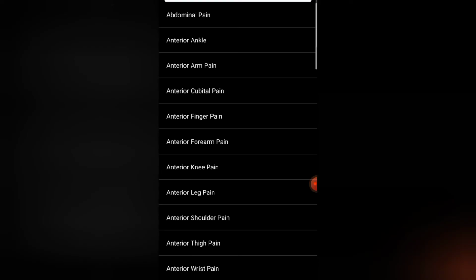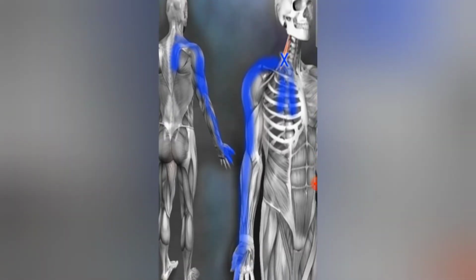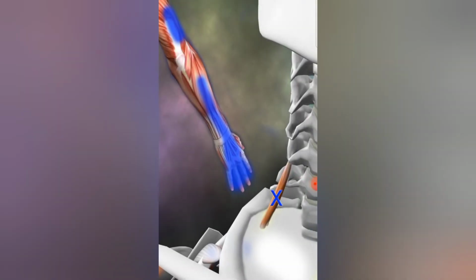Arm muscles. First is the scalene. Scalene muscles refer to two finger-like projections into the chest. Common patterns are into the shoulder, scapula, and down the lateral arm into the thumb and index finger. Scalene can impinge on the brachial plexus, causing nerve pain and numbness down the arm. This is called thoracic outlet syndrome.